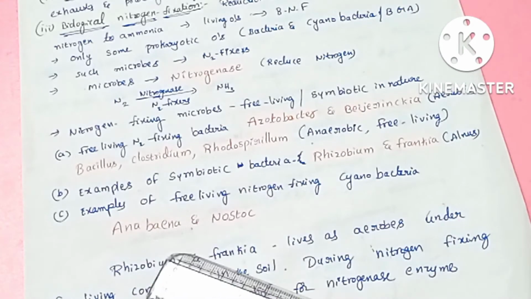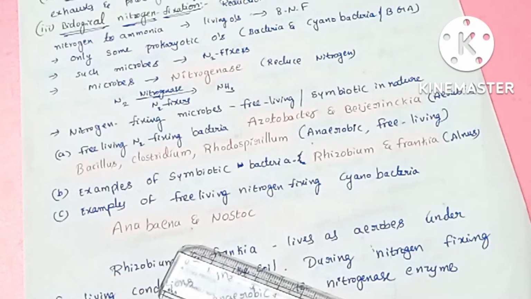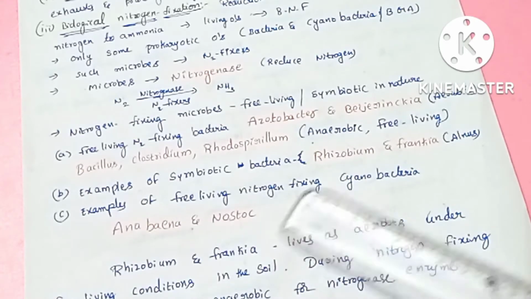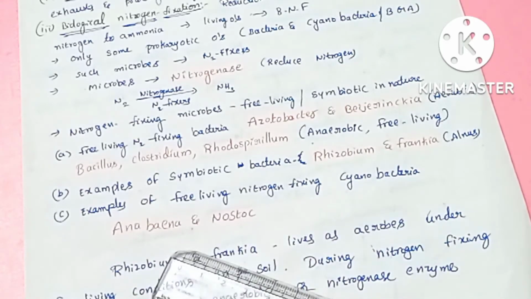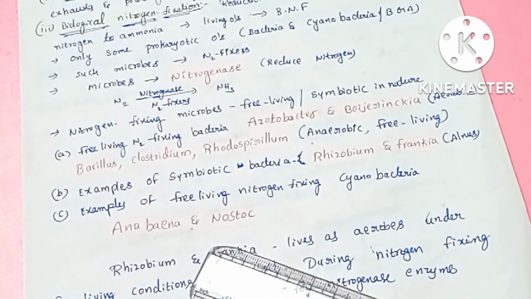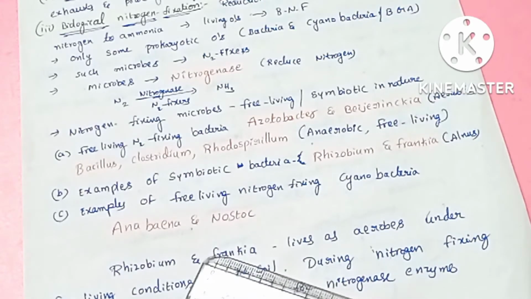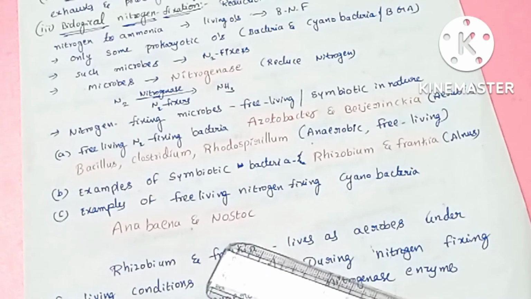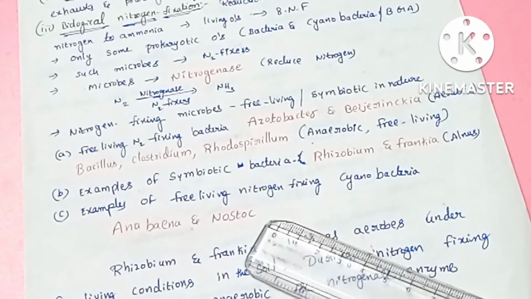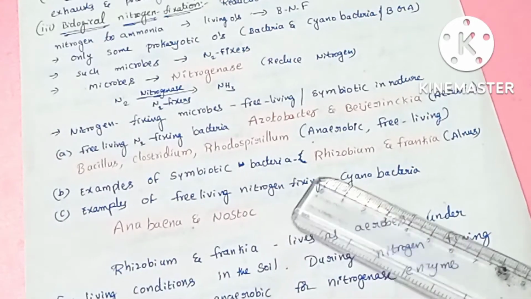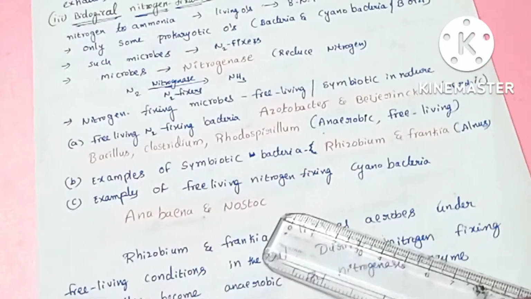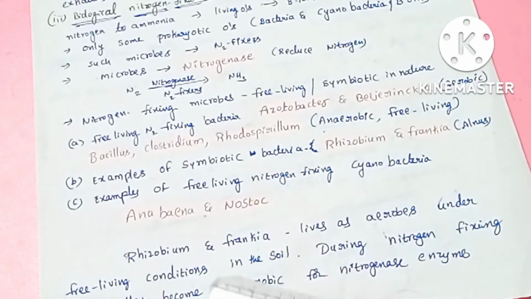Now we'll see the examples of cyanobacteria which fix atmospheric nitrogen. Some of the free living nitrogen fixing cyanobacteria examples are Anabaena and Nostoc. So these are the cyanobacteria, right? These are also called blue-green algae. They have chloroplasts in them. By using those chloroplasts, they are able to prepare their own food material. Hence they are autotrophs. In addition to photosynthesis, they will also do the nitrogen fixation process.